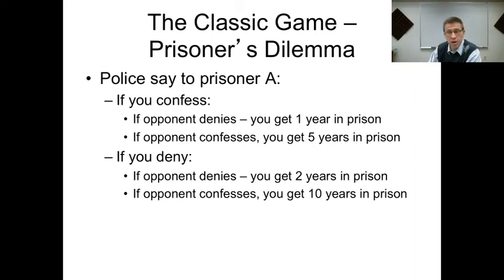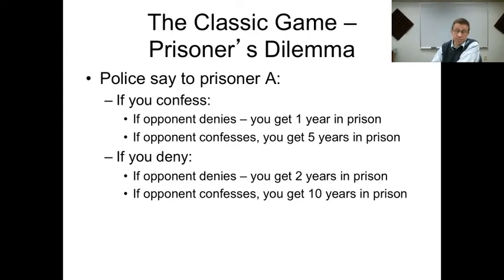So if you confess the crime, 1 year in prison is what you'll get. We'll work this plea bargain out with you. If you confess and your opponent confesses, the police would say to prisoner A, look, you're both confessing the crime, so we don't need either of you to testify, but since you're cooperating, instead of 10 years in prison, you'll only get 5 years in prison. So we'll limit your sentence somewhat for your confession and cooperation.